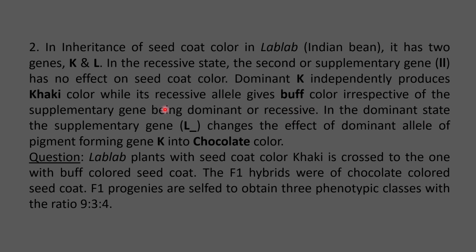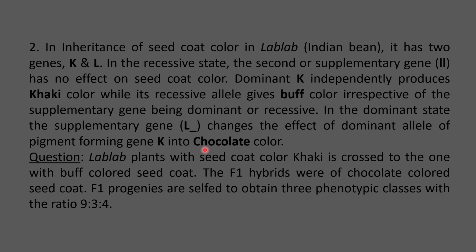Now, in the dominant state, the supplementary gene can be homozygous or heterozygous. It changes the effect of the dominant allele of the pigment forming gene K into chocolate color, which means whenever the supplementary gene in its dominant condition is present with the dominant allele K, it produces a new trait called chocolate color of the seed coat in Indian bean plant here.